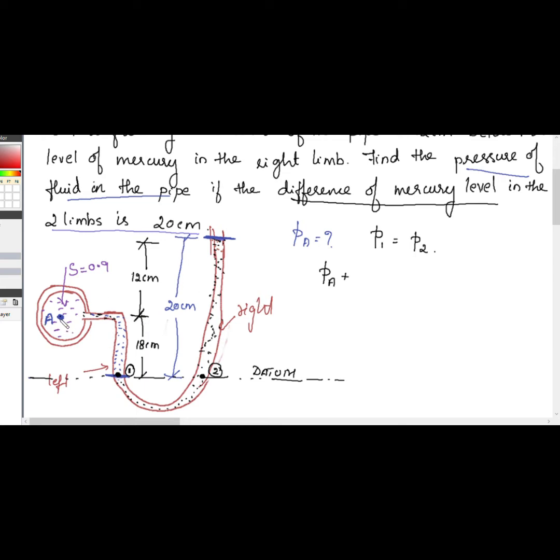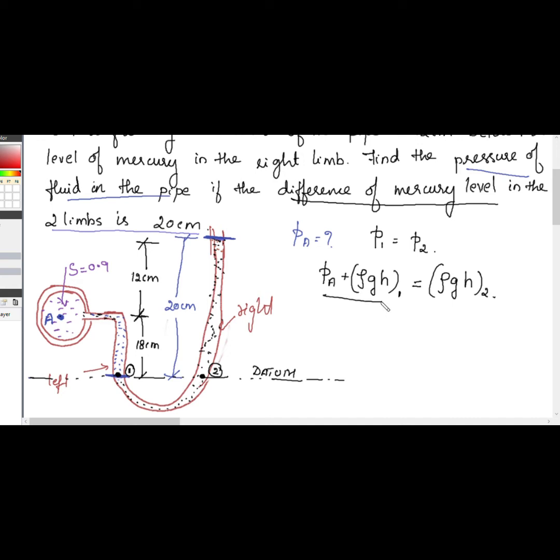So PA plus this intensity of pressure, rho g h at 1, is equal to the pressure at 2, that is the intensity of pressure at 2, that is rho g into h2.